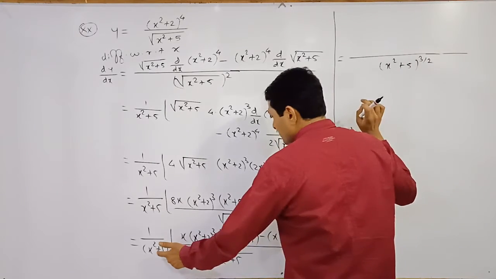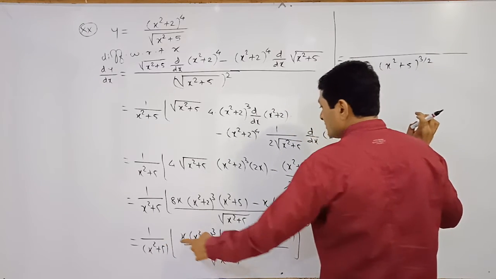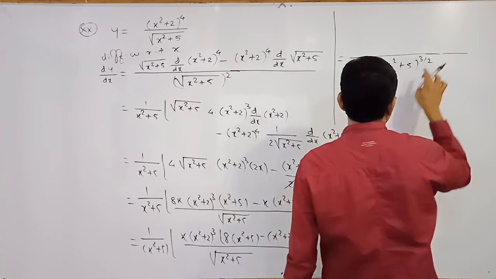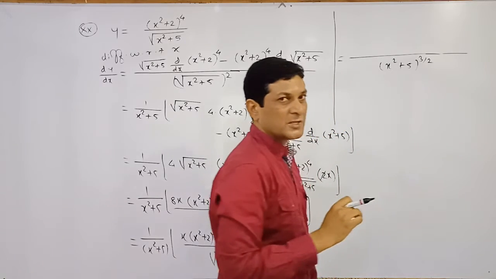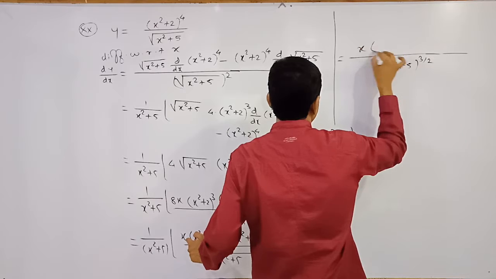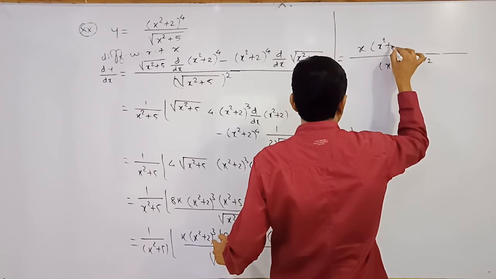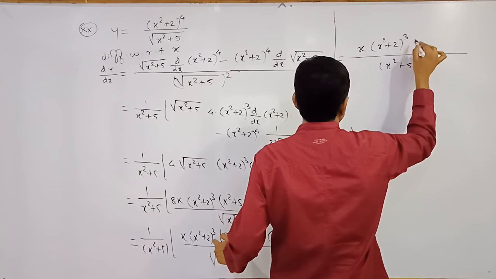Hope you have got it. We have taken product of these two terms. Base are same, and we have taken addition of power. Here power is 1 and here power is 1 by 2. 1 plus 1 by 2 will be equals to what? 3 by 2. In the numerator, keep this x as it is. Again x square plus 2 raised to power 3 also as it is.